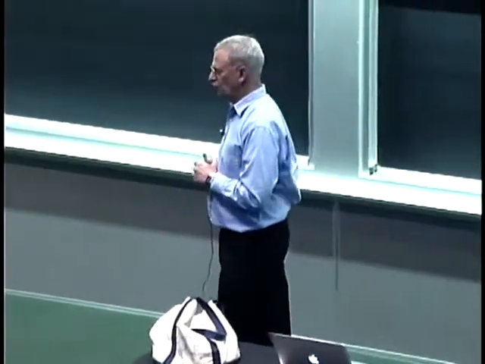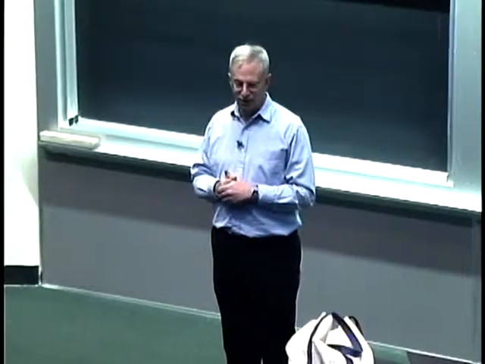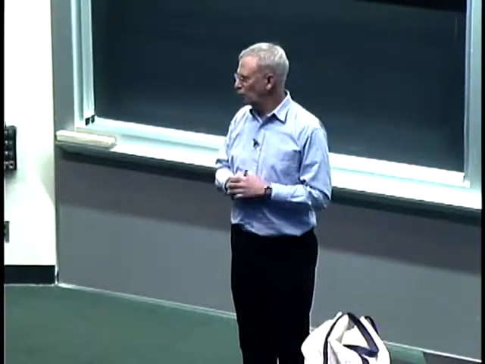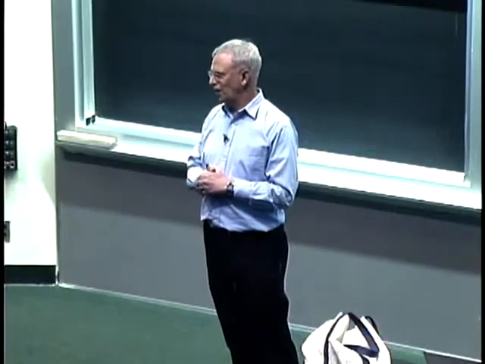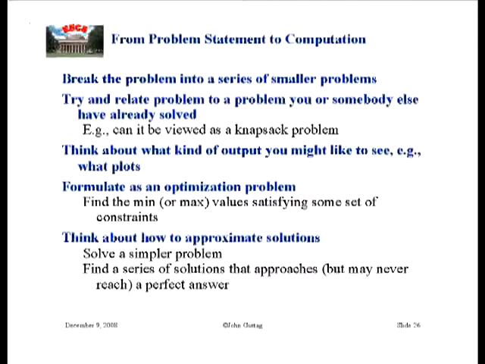Think about what kind of output you'd like to see. I often start thinking about a program by first asking myself, what's the output going to look like? And I'll actually write the output down. And then I'll see if I can't write a program to generate that kind of output. Often you can take a problem and formulate it as an optimization problem. A lot of things reduce to finding the minimum or maximum values, satisfying some set of constraints. So when you're given something like, how do I find the directions from here to Providence?